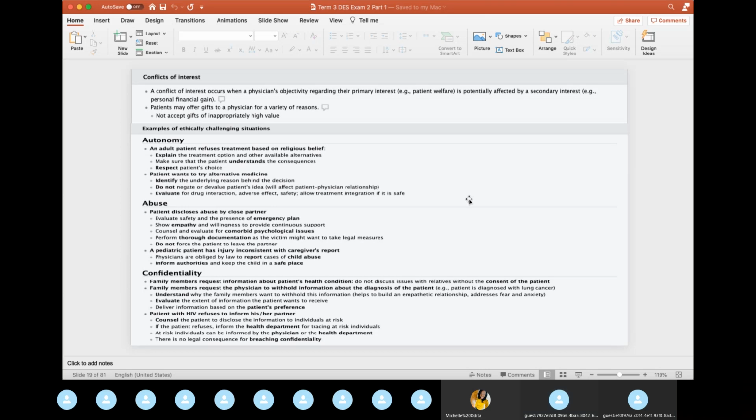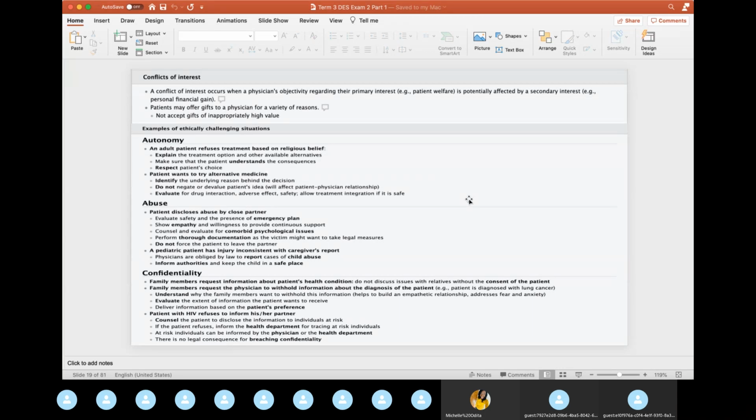Okay, so why do you think that you explain the treatment option and other alternatives to your patient? Make sure that the patient understands the consequences. And after all of that, after all the explanation, after making sure that the patient understands the consequences, you respect, right? R-E-S-P-E-C-T, as Aretha Franklin once said. You need to respect the patient's choice.